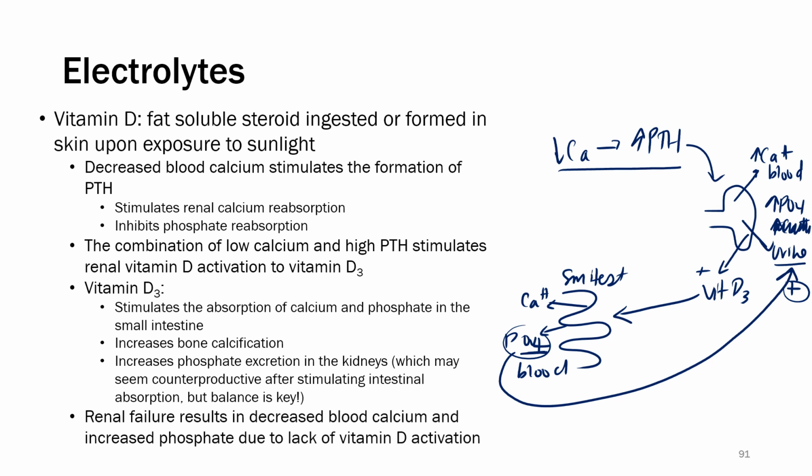Renal failure then is going to result in decreased blood calcium because it's going to inhibit all of these things. So it's going to result in decreased blood calcium and increased phosphate because there's not going to be as much D3. And it's not going to respond to that parathyroid hormone as well either. So a lot of interactions going on with calcium through parathyroid hormone and also through vitamin D.